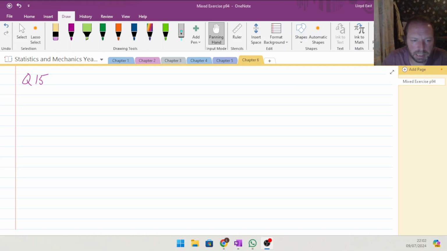Here we are, Statistics and Mechanics, Year 1, Chapter 6, Question 15 of the mixed exercise, Statistical Distribution. So, Question 15 then. An archer hits the bullseye with a probability of 0.6, 60%, alright. She shoots 20 arrows at a time. Find the probability that she hits the bullseye with at least 50% of the arrows she shoots.